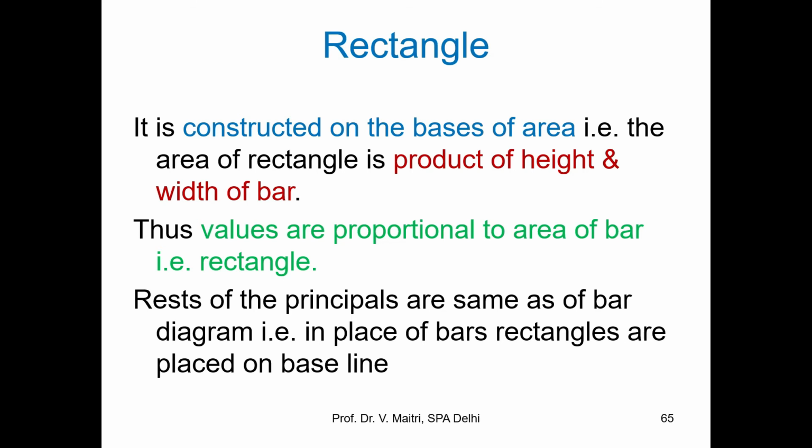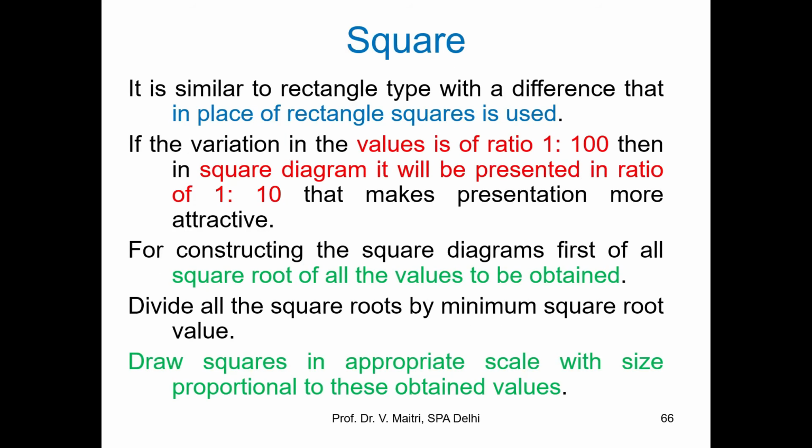A rectangle is constructed on the basis of area. The area of a rectangle is the product of the height and width of the bar. So the height and width of the bar are proportional to the value, and the values are proportional to the area of the bar. Mind it, the value you are going to present is in the form of the height and width of the bar. The rest of the principles are exactly the same as the bar diagram.